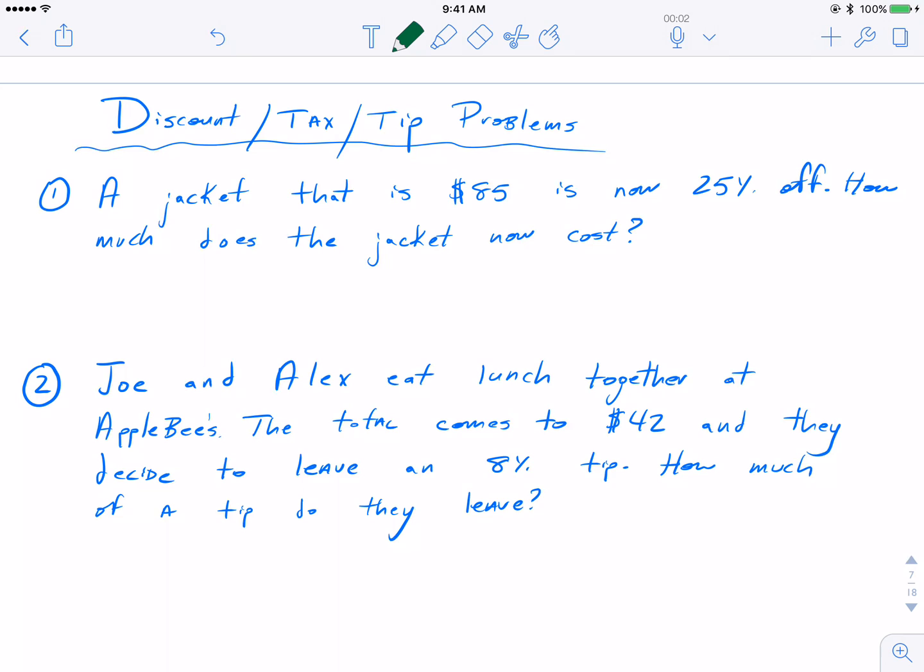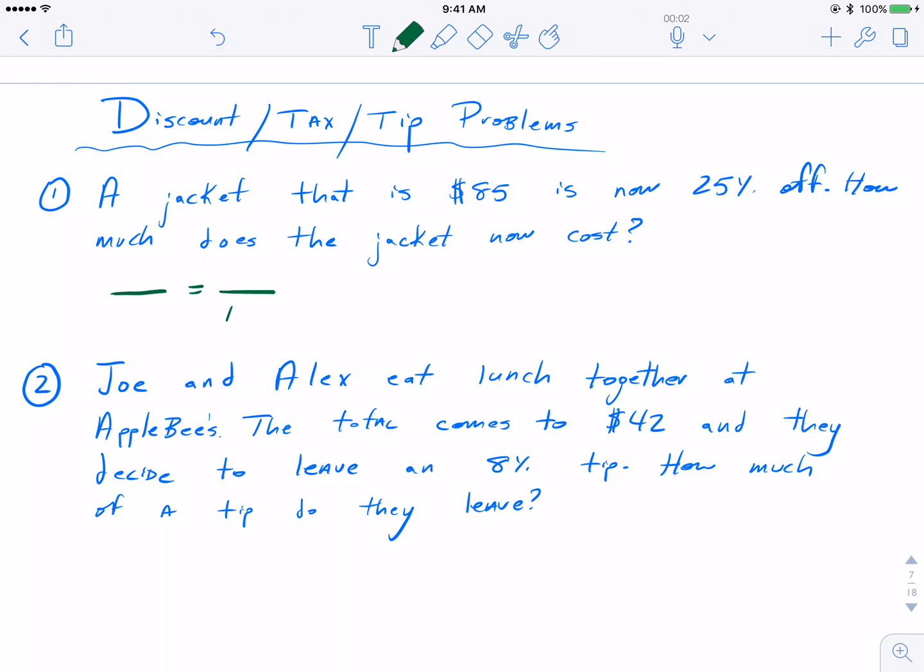Okay, so why did I mention earlier that these are all in the same math topic, or the same math universe? They're all related to proportions. So there's really no difference in how we think about these. They're all using the same basic setup here. So we're going to set up a proportion. We're going to think in terms of the percent here.